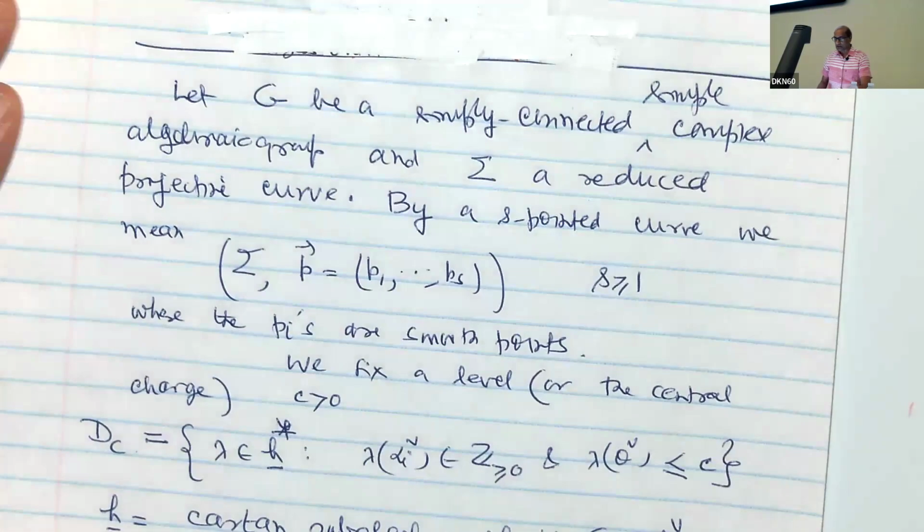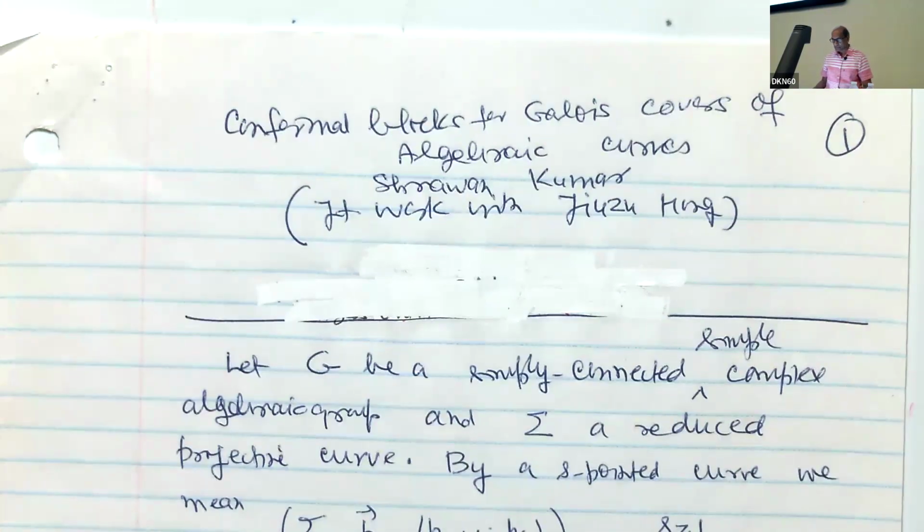Because of the time constraints, I will only give a very brief outline of the classical theory, maybe in the first half an hour. And then in the remaining 15-20 minutes, I will explain what the twisted theory involves and how it looks. Okay, so here is the title: Conformal Blocks for Galois Covers of Algebraic Curves. So first, as I said, I'm going to outline the salient points of the classical theory.